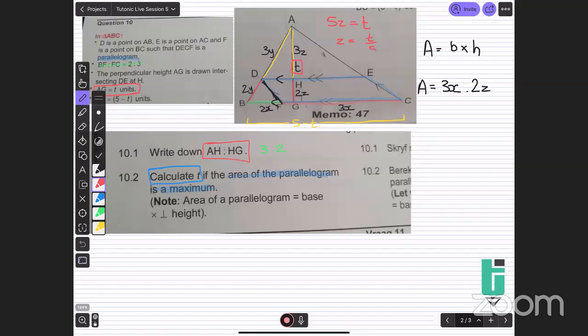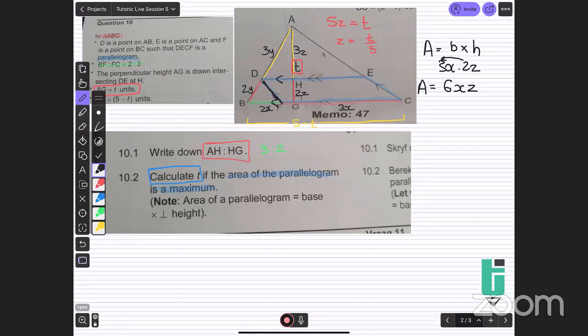But do we want z? What do we want? What is our equation demanding of us? T. Oh, it wants 2z, right? Not z. Or, just to make our lives simpler, let's take this and make it 6xz. Do you guys see that? Because it was 3x times 2z. You can just multiply that, okay?